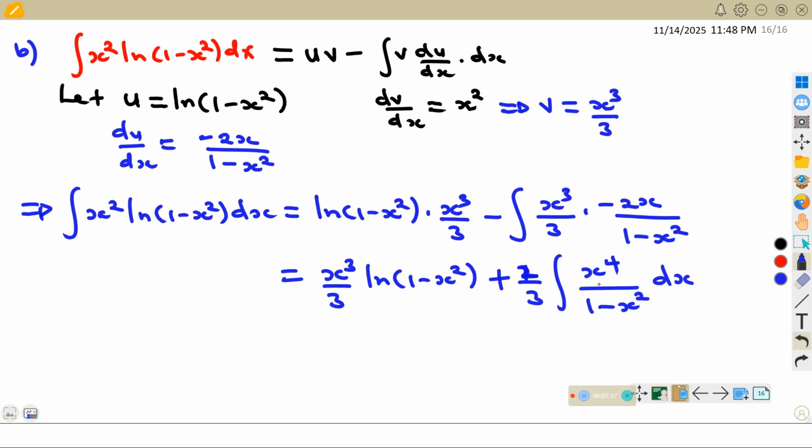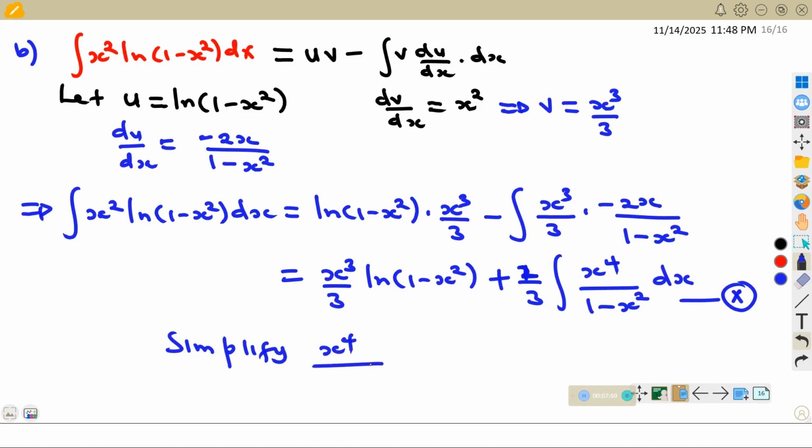So from what we have, you realize that this side here, we have the integral of x to power 4 over 1 minus x squared. So we shall use long division from this given point. So I want to call this one equation star. So I want to first of all express this one here in terms of a long division, since it is an improper fraction. So let us simplify.